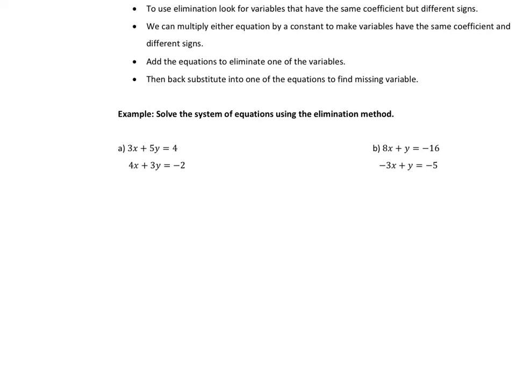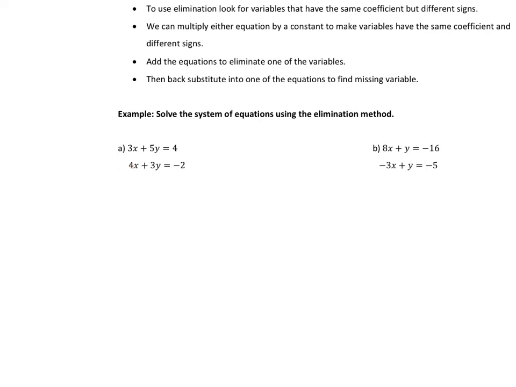If they don't have that, that's okay. We can make them be that by multiplying, because we can multiply both equations by any number we want to make them the same. So when I look at this first set right here, I want to try to eliminate either the x or the y. I'm going to eliminate x. I want to make these be the same coefficient.